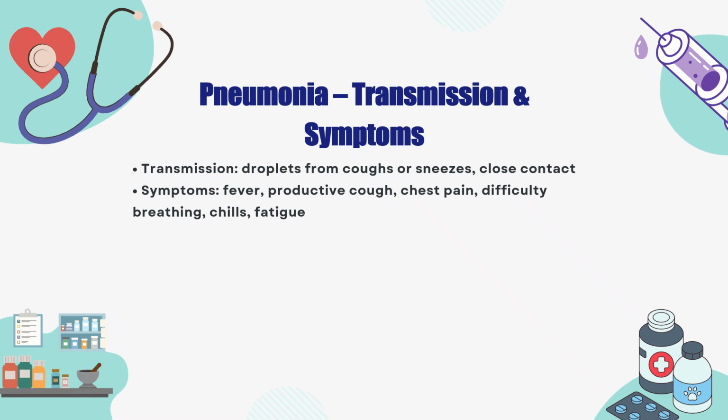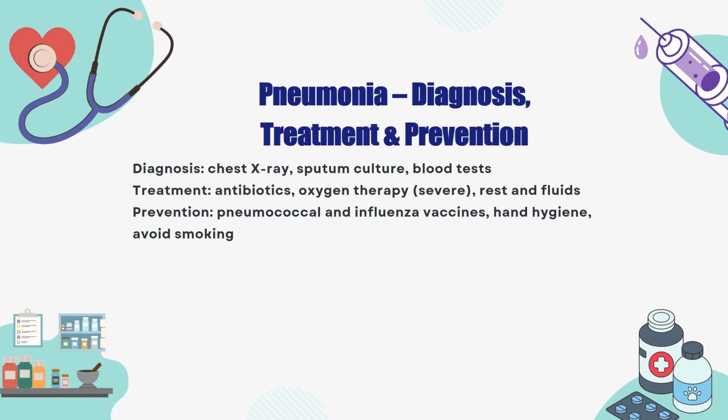The symptoms of pneumonia are fever, and the main one is productive cough because it affects the lungs, and also chest pain. There is also difficulty in breathing, and maybe chills and fatigue. These are the symptoms of pneumonia.